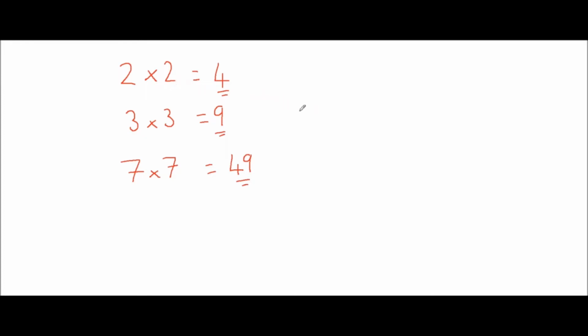But how would we write that? For example, if we saw it in a question, how might it be written? Well, we write it like this. If we take the example from up here, 2 multiplied by 2, we would do 2, and then we would write a little 2 in the top right hand corner of the number there. And that again gives us 4.